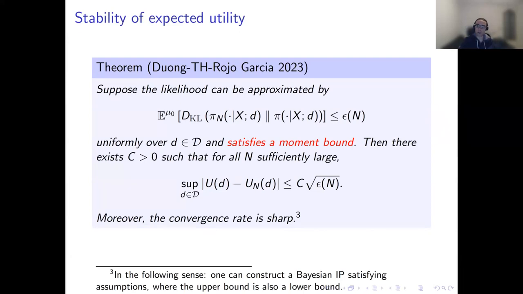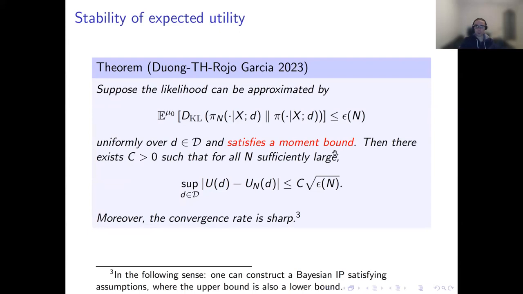Notice this is a very general assumption. I'm not assuming that I have an inverse problem at all. I'm just talking about the likelihood distribution of a Bayesian inference problem and having some sort of control over the approximation of that density. Suppose I have this uniformly over my design space. Then I also assume that these likelihoods satisfy a certain moment bound. Let me not go into detail here.